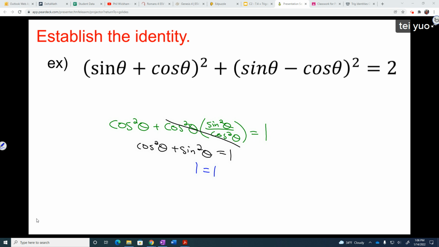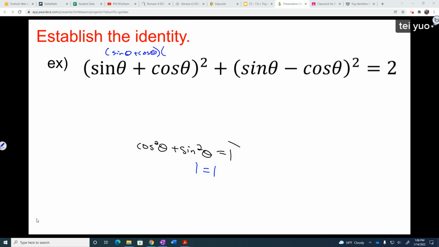All right, so what do we need to do with these things? Is this sine squared plus cosine squared? It's not. No, we have to FOIL those. Because sine plus cosine would be the same thing as sine theta plus cosine theta times sine theta plus cosine theta. It's actually twice because the whole thing is squared. So you've got to FOIL this, and then do the same thing with the negatives over there. We'll take a little bit of a shortcut as we do it. But let's go ahead and do this.